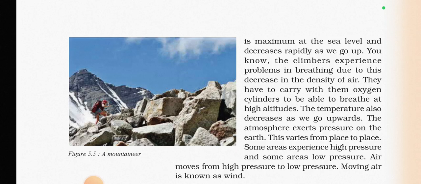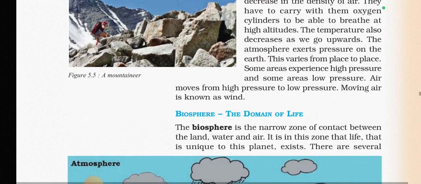So the atmosphere exerts pressure on the earth, and this varies from place to place. Some areas experience high pressure and some areas low pressure. The air always moves from high pressure to low pressure, and moving air is known as wind.